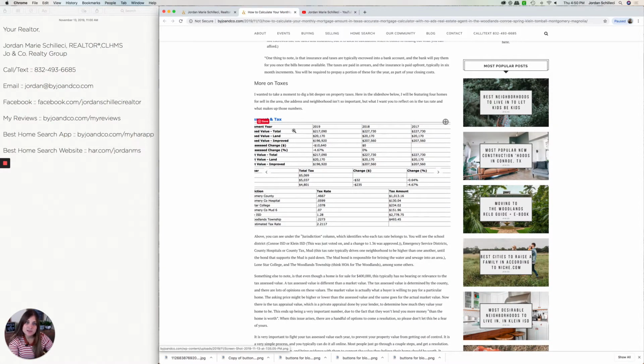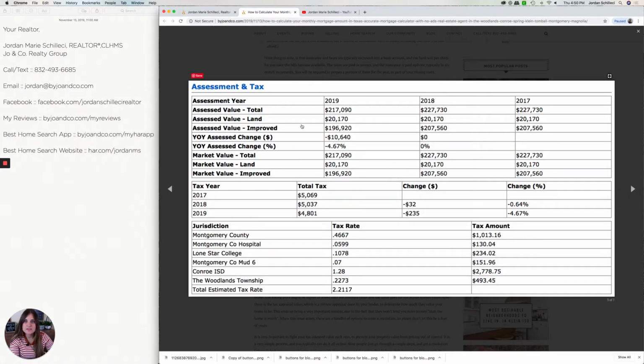I'm going to take a moment here to dive in on the taxes, and here's a slideshow that I put together featuring 4 homes that are actually for sale in the area. The address and neighborhood aren't so important, but what I want you to reflect on is the tax rate and what makes up those numbers. So I'm going to click on this.